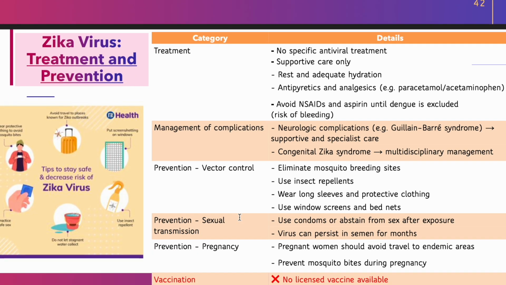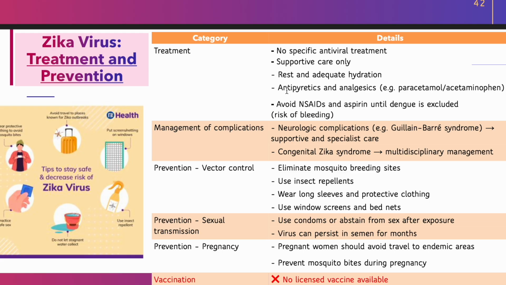Okay, for the treatment and prevention, the treatment is non-specific. There's no antiviral drug of choice, just supportive care only. So if you dehydrate, just balance the hydration and rest. And the Zika virus also has a myalgia, right?